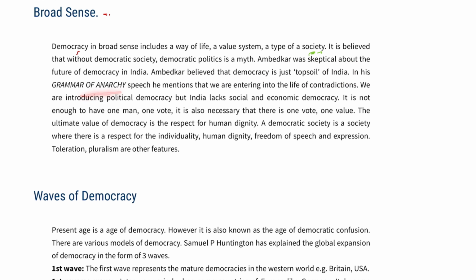In the Grammar of Anarchy speech, he mentions that we are entering into the life of contradictions. These are really precious words. We are introducing political democracy, but India lacks a social and economic democracy. It is not enough to have one man, one vote. It is also necessary that there is one vote, one value.